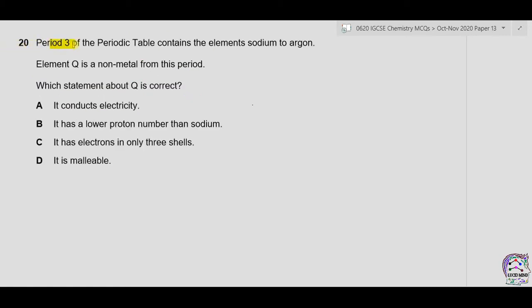Question 20. Period 3 of the periodic table contains the elements from sodium to argon. Element Q is a non-metal from this period. Which statement about Q is correct? We can write the elements with their atomic numbers from sodium to argon. We have sodium with atomic number 11, then magnesium 12, aluminum 13, silicon 14, phosphorus, sulfur, chlorine, and argon.